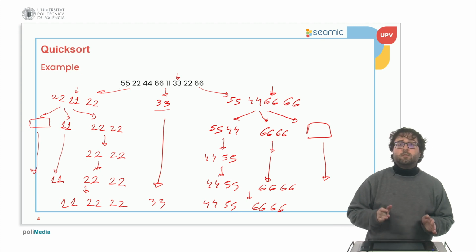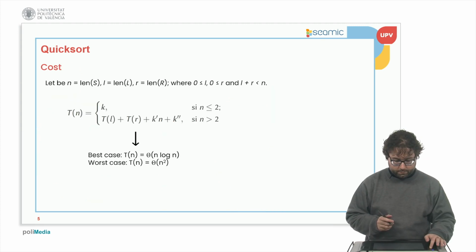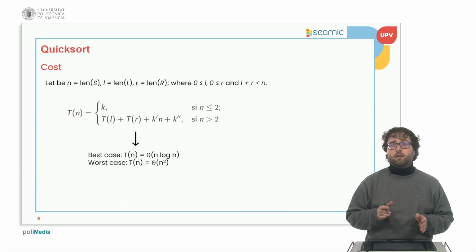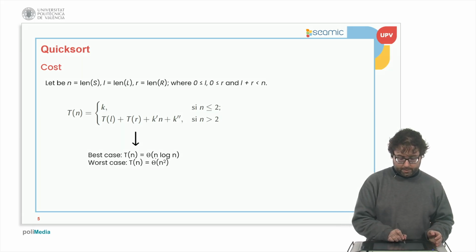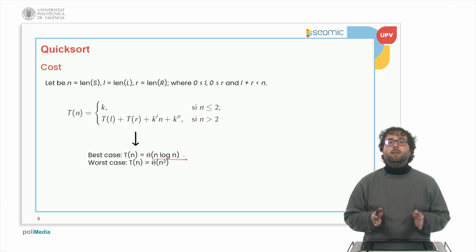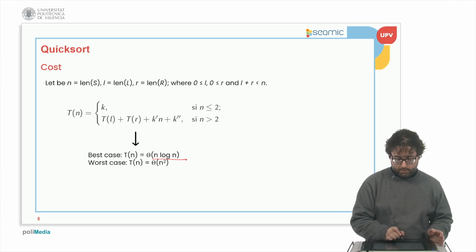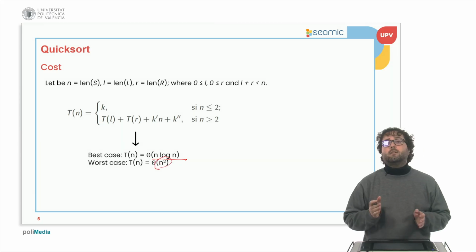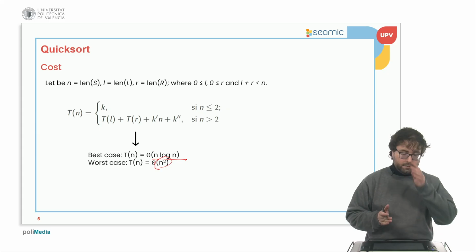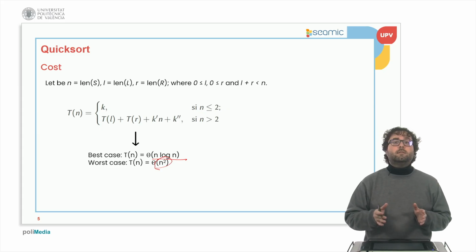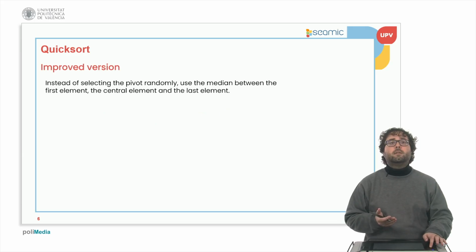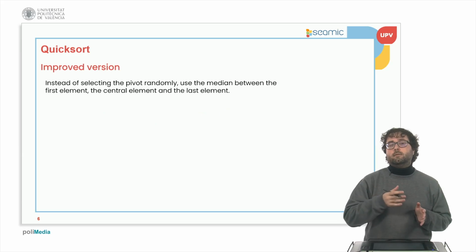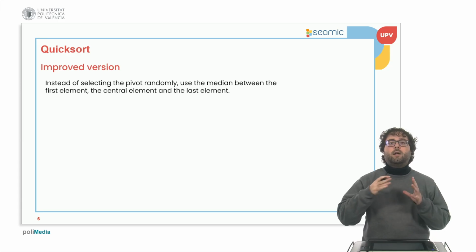And with this, our sequence is sorted. Now, if we pay attention to the cost of performing this algorithm, we can compute that our best case would be n log n, but the worst case scenario has a quadratic cost, which is a little bit more expensive. This is due to how we select the pivot, because until now we have selected it randomly, but how can we improve the algorithm? By selecting the pivot with a little bit of a strategy.